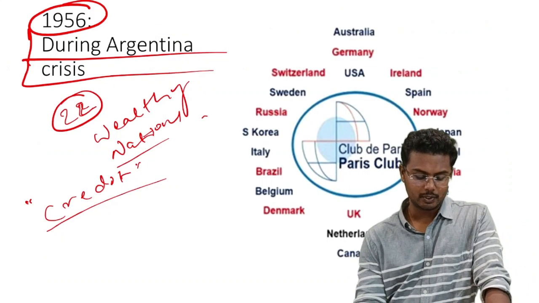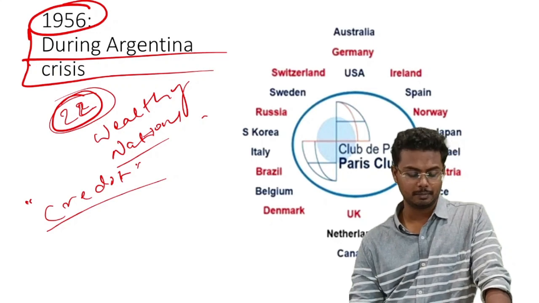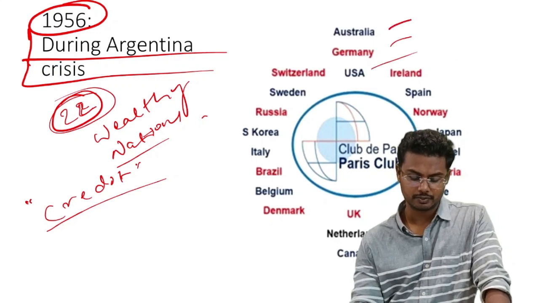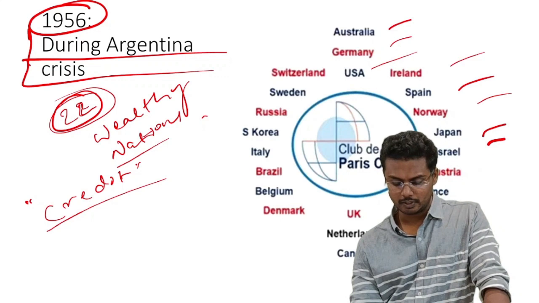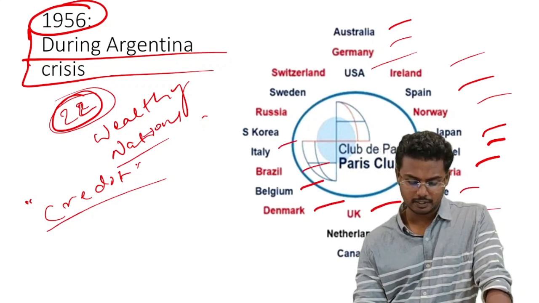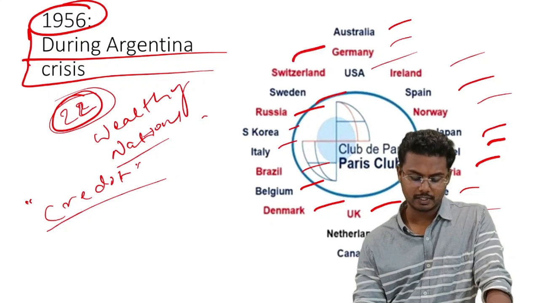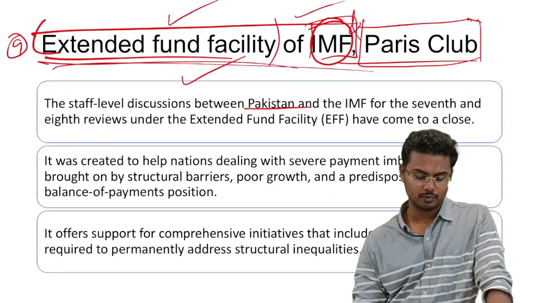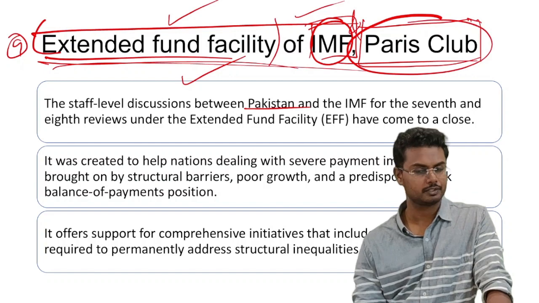All right. 22 countries are there in the Paris Club, and these include Australia, Germany, USA, Ireland, Spain, Norway, Japan, Israel, Austria, France, Finland, UK, Netherlands, Canada, Denmark, Belgium, Brazil, Italy, South Korea, Russia, Sweden, Switzerland. These are the 22 countries which are part of the Paris Club.